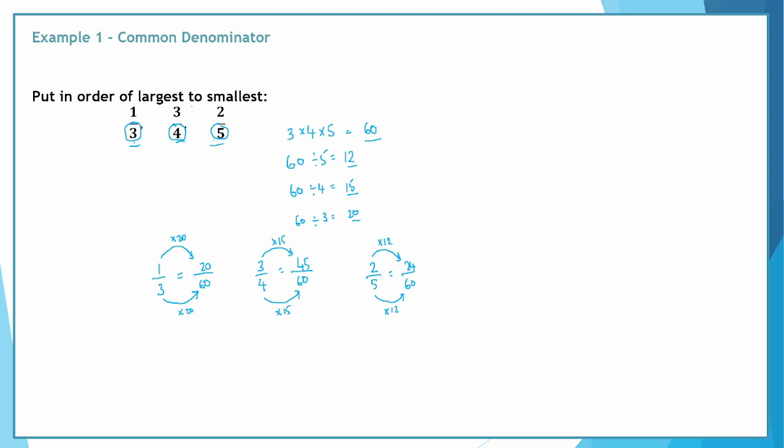So we want it in order of largest to smallest, so we put the largest first, 45 over 60. Then we put the next largest, which is 24 over 60. And then our next one is 20 over 60. In other words, this is 3 over 4, 2 over 5, and 1 over 3. And that's them in order of largest to smallest.